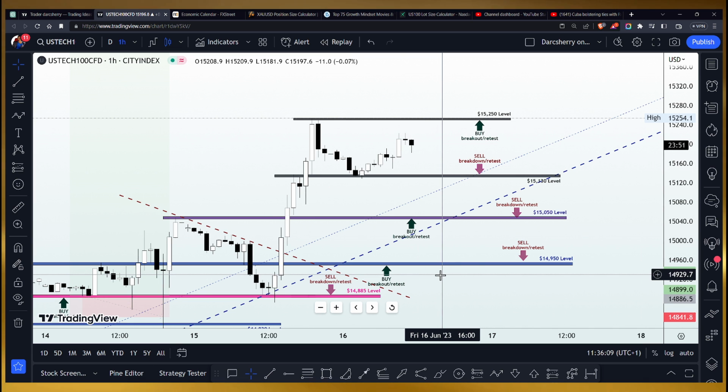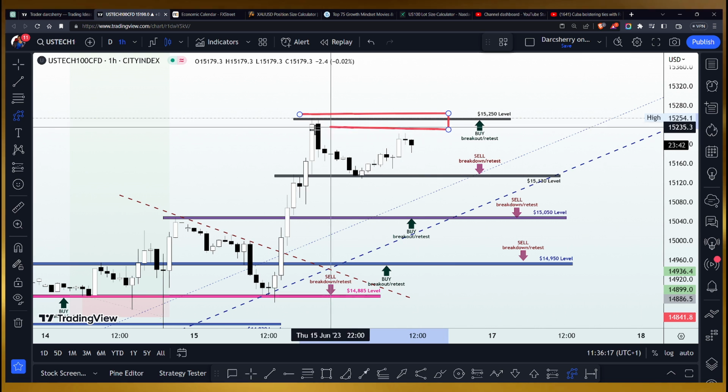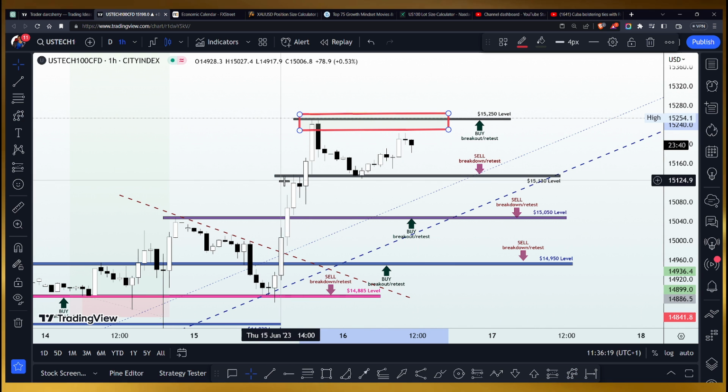Now, in as much as we have considered the potentials of sellers here because of the continued selling pressure we have been noticing around the 15,250 level, we cannot ignore the potentials of the buyers too. You can see since the beginning of the week, price action has been very bullish in this market. So it is quite clear that thinking of bullish opportunity here is still very reasonable.